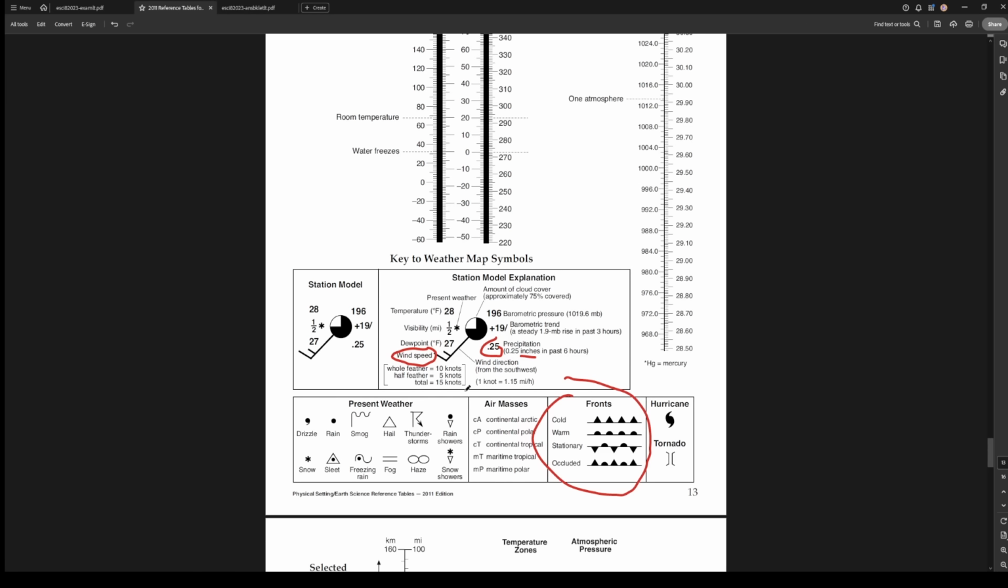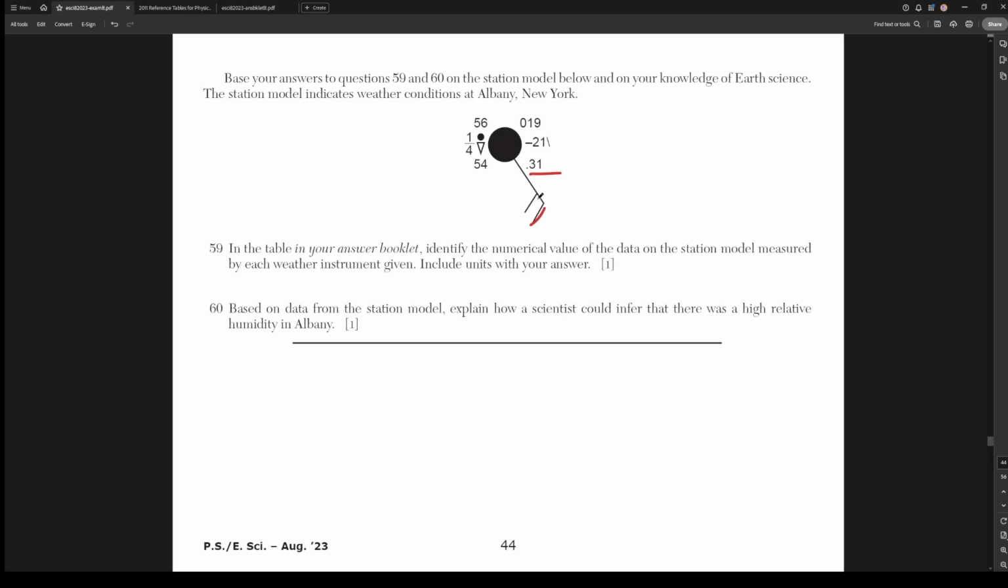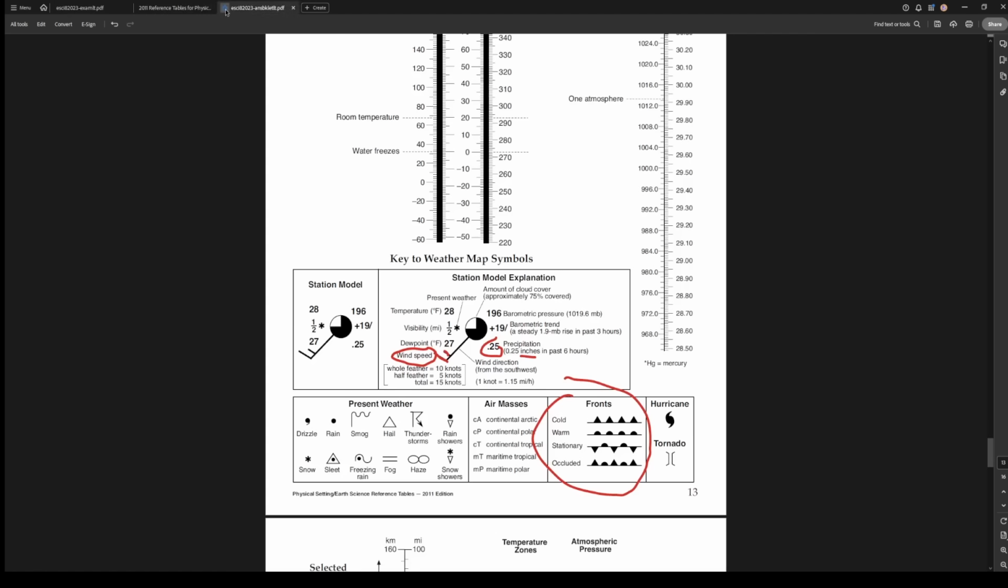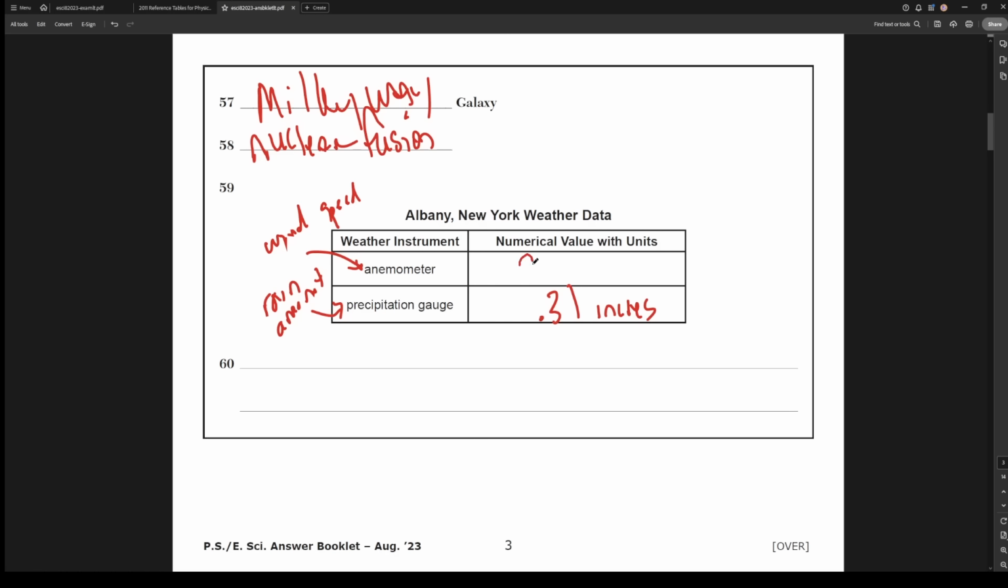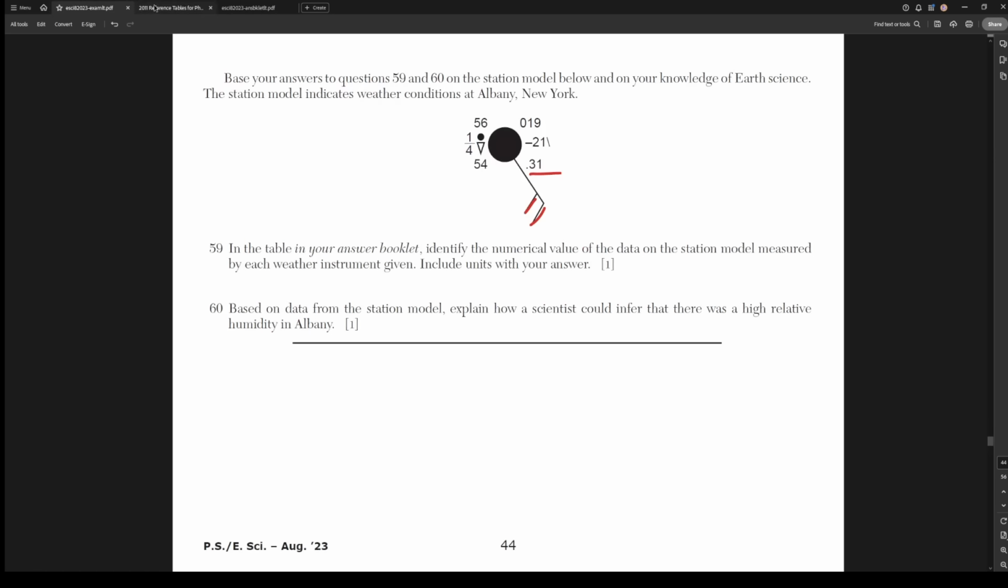Anemometer, wind speed. That's going to be the flags here. So it looks like 10, 20, and then the unit is knots. My advice is spell out all the units. If they do that to you, don't make fake abbreviations. I would just spell them out like I did. Because some people will just write I, because they think I is inches, but it's IN, and you get the whole question wrong. So just spell them out. Based on the data, explain how a scientist could infer that there was high relative humidity.